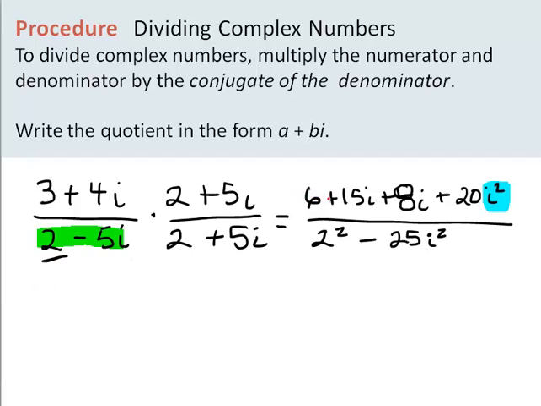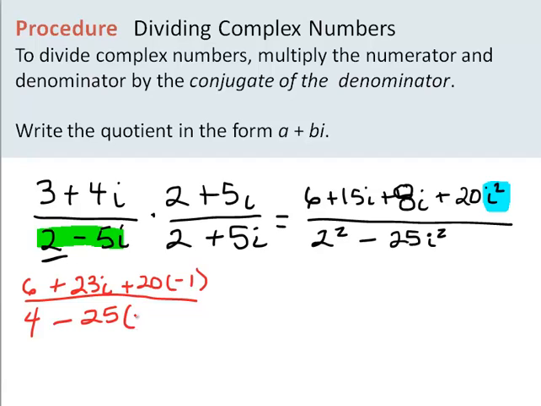With the numerator, I'm going to combine like terms. So I have 6 plus 15 and 8 would be 23i. And remember, this last term is the same as saying plus 20 times negative 1. On the bottom, I have 2 squared is 4, minus 25i squared, which is the same as saying minus 25 times negative 1. I have a little more cleaning up to do. So my numerator is 6 plus 23i minus 20, and my denominator is 4. A negative times a negative is a positive.